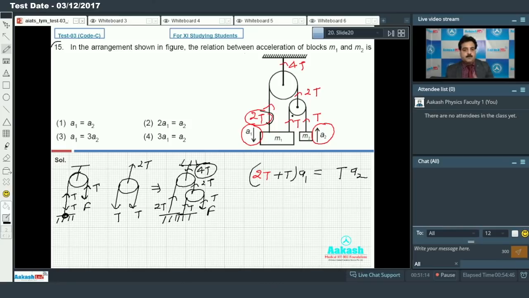And on the right hand side, on the m2 block there is only 1T, so we will write 3T into a1 and T into a2. T will cancel, so we can find the relation 3a1 is equal to a2. On behalf of that, we can say my option number 4 is correct.